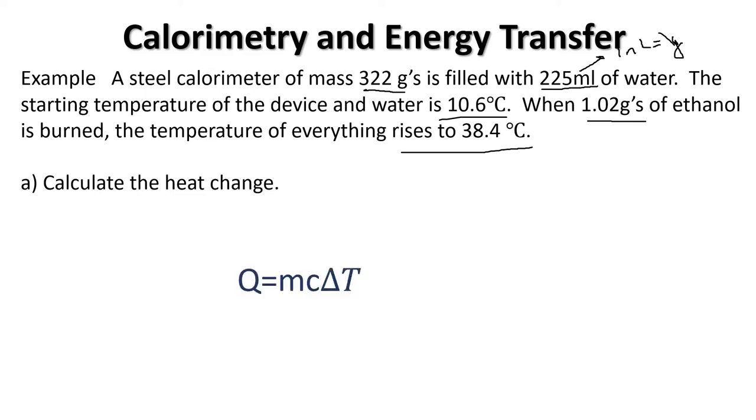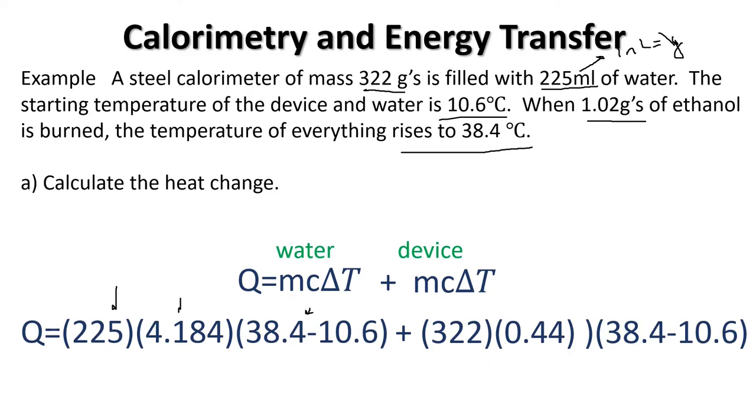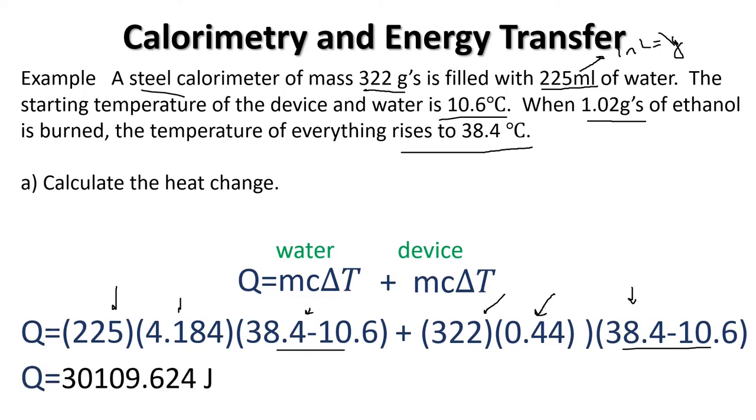So firstly, let's calculate the heat change here. I just went ahead and took the water numbers. There's our mass of the water, our specific heat capacity of water, and our temperature change. And then I repeated with the mass of the device and the specific heat capacity. So instead it was steel, so a quick little Google search yielded that value, and then the same temperature change. Remember we said the temp change will be the same for the water and the device. Plug your values in, and you get about 30,000 joules or 30.11 kilojoules.